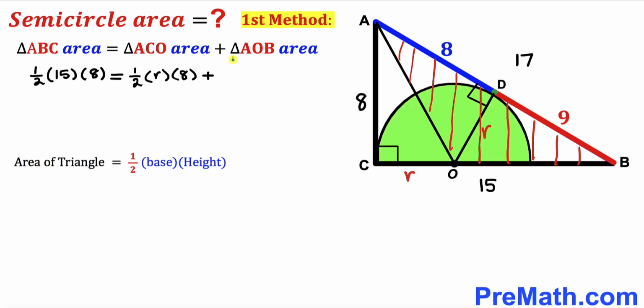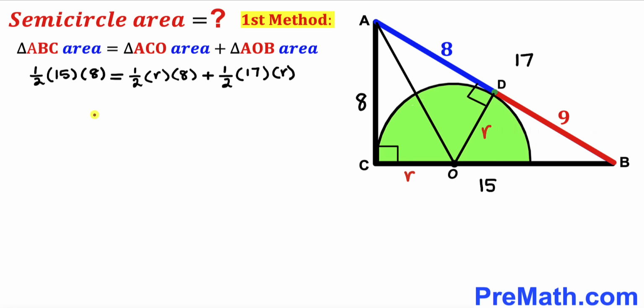And now let's focus on this triangle AOB area. Our base of this triangle is 17, whereas the height is lowercase r. So therefore the area of this triangle AOB is going to be a half times 17 times the lowercase r. And now we can see 1 divided by 2, 1 divided by 2 and 1 divided by 2, they are common. So therefore they are gone.